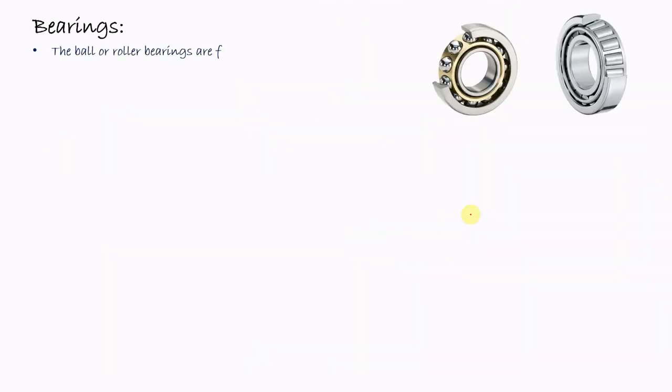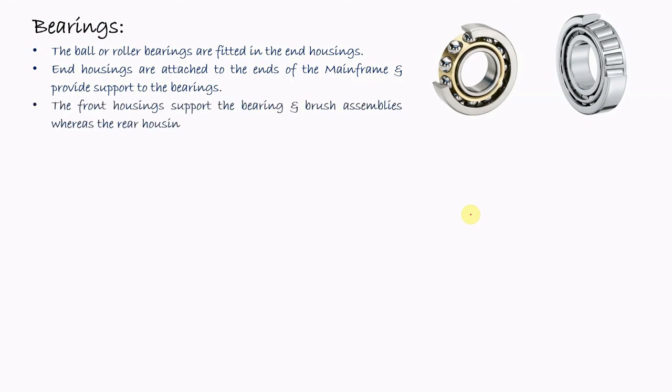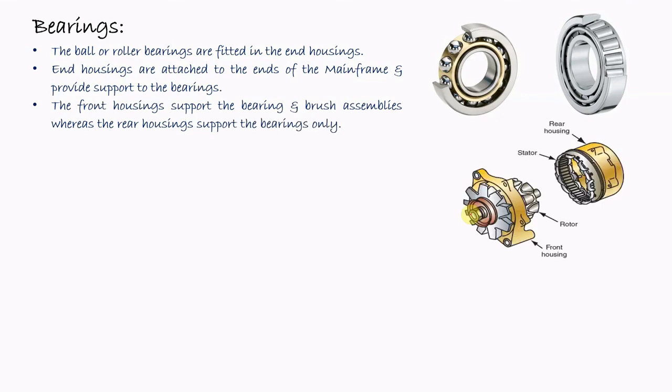Next is the bearing. The ball bearings or the roller bearings are basically fitted in the end housings of the machine. The end housings are attached to the end of the main frame, that is the stator yoke, and provide support to the bearing. There are two types of housing. One is the front housing and the other is the back housing. The front housing supports the bearing as well as the brush assembly, whereas the rear housing supports the bearing only.